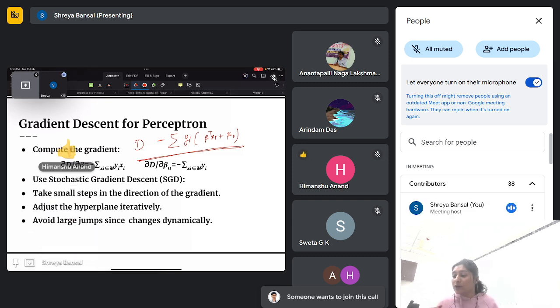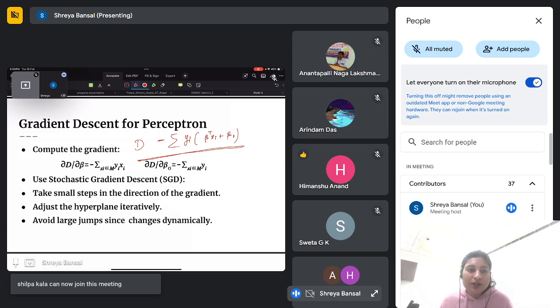Okay, good to go. So basically what we do is, when we have this type of function and we want to minimize it, there is a process to optimize it step by step.